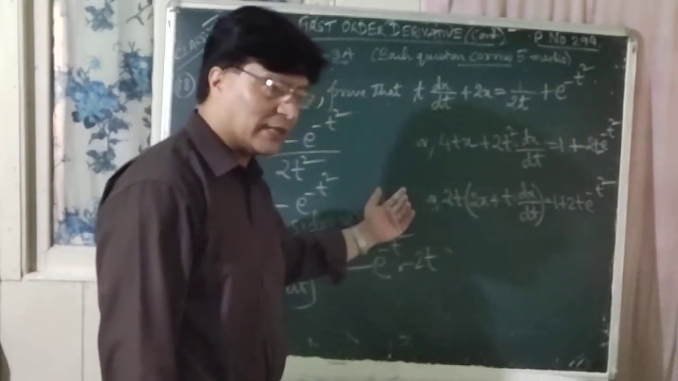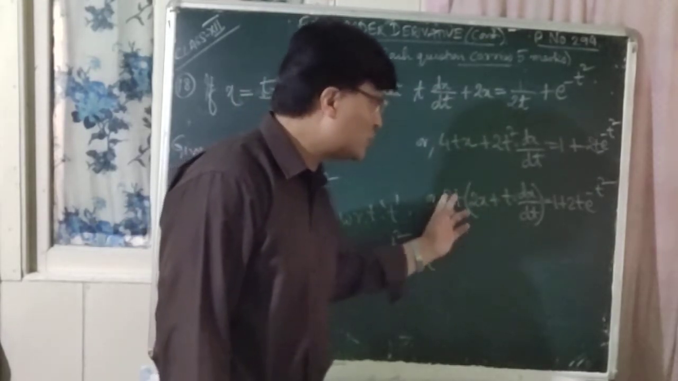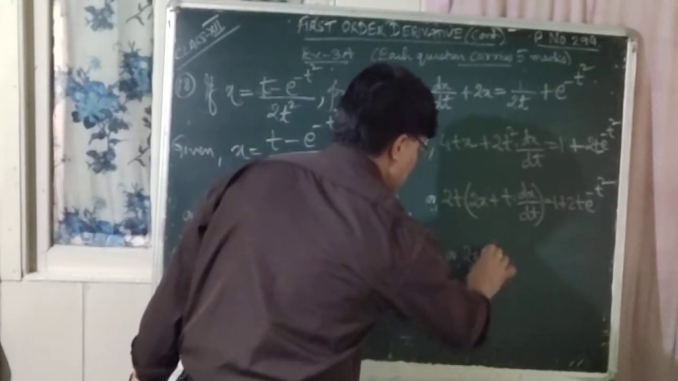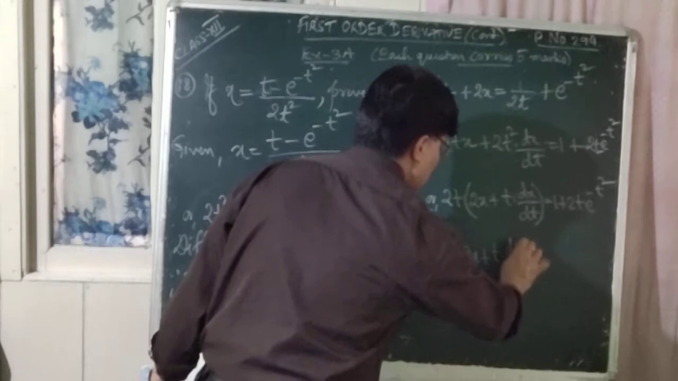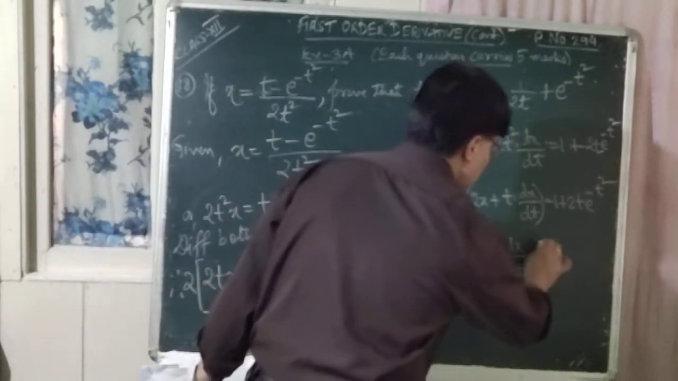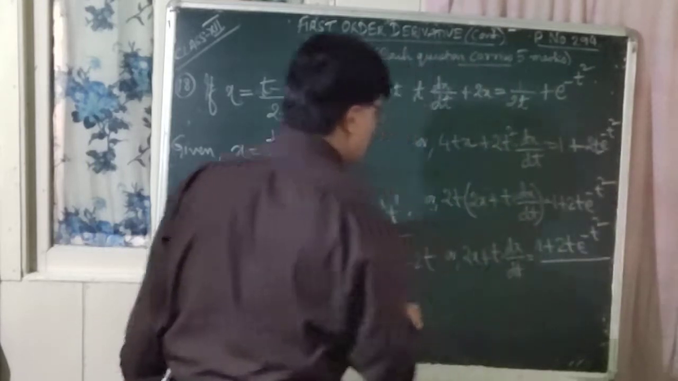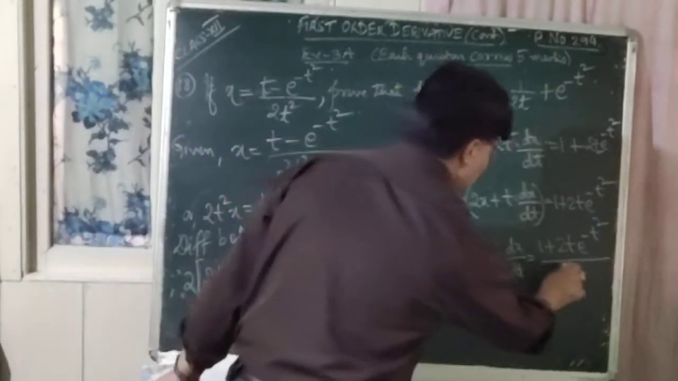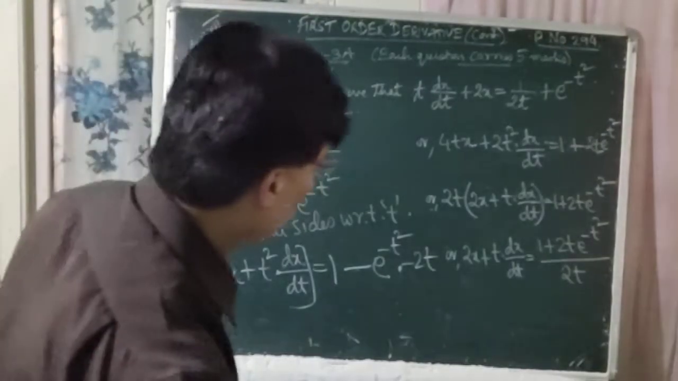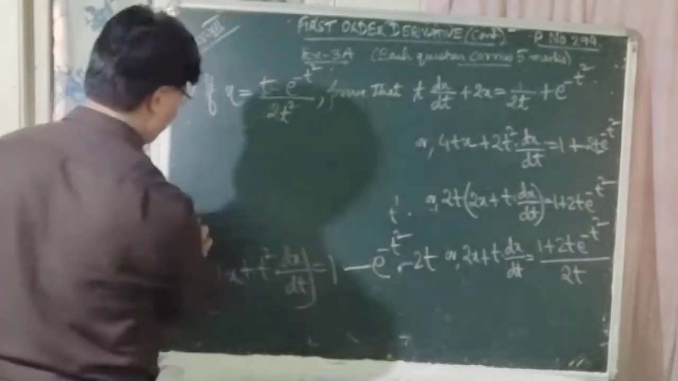So on the left hand side, there is only t dx by dt plus 2x. So you can take this 2t to the right hand side. Okay? So this is your 2x plus t into dx by dt is equal to, on the right hand side, what do we get? 1 plus 2t e to the power minus t square, this whole divided by what? Whole divided by 2t. Clear?